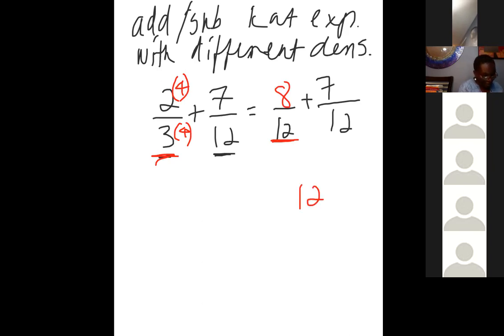So you keep the like denominator and then add the numerators together. So that gives you 15/12. But since we're dealing with fractions, if it can be reduced, you have to reduce it. And yes, this one can be simplified. When you simplify it, guys, it simplifies to 5/4. Okay, so that is what we're doing right here.